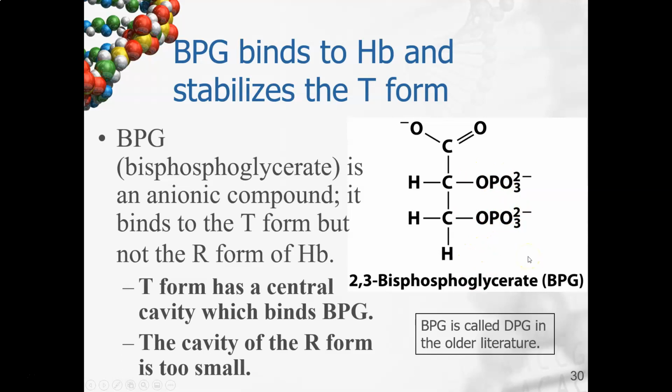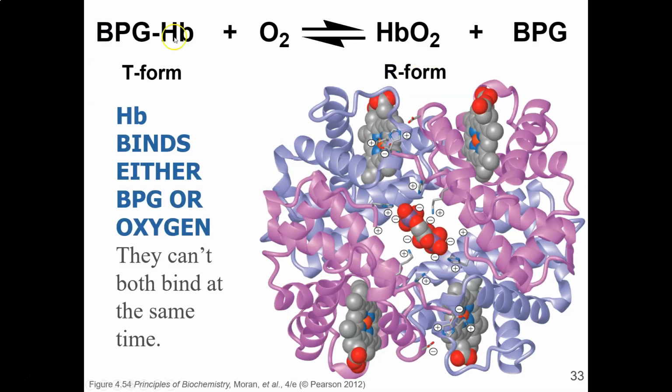So this is 2,3-bisphosphoglycerate. You can see lots of negative charges. These phosphate groups have two negative charges apiece, and we have a carboxylate group, which is a negative charge. Remember at the beginning I said that the T form had that large central cavity, and it turns out that BPG fits really nicely into that cavity, whereas the cavity of the R form is too small. So we can use Le Chatelier again. Hemoglobin can bind either to BPG or oxygen, but they both can't bind at the same time. So when hemoglobin is bound to BPG, it's in the T form, and that's what's being shown right here.